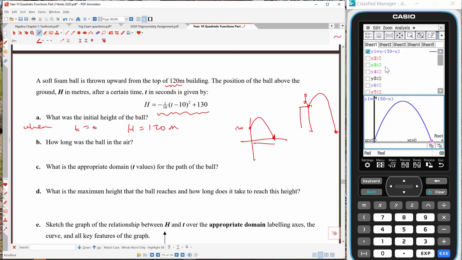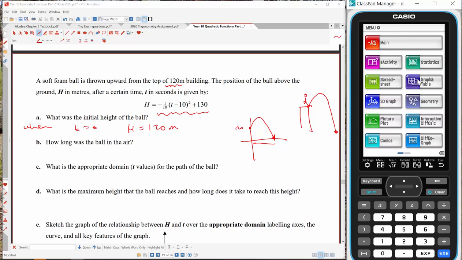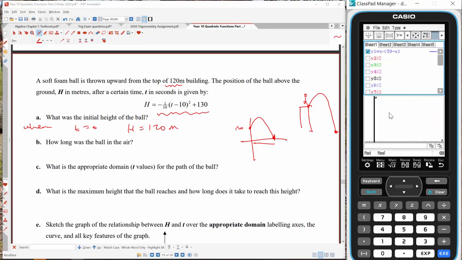All right. Now there's a couple of ways to do this. I'm going to show you graphically how to do it, and I'm going to show you with the main screen how to do it. Let's pop our new function in, -1 on 10 multiplied by (x take 10) squared plus 130. Note you need to use x's and y's in this screen, not h's and t's.